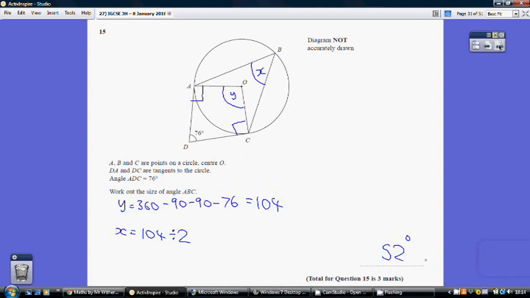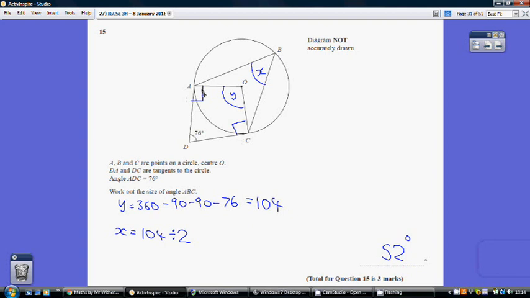Question 15. Now we're being asked to work out angle ABC, which I'm calling angle X. In order to find that out, firstly we're going to work out angle Y, this angle AOC. We can work this out because we know that the angles DAO and DCO are both 90 degrees. That's because the lines DA and DC are tangents to the circle, and one of the circle theorems tells us that the angle between a tangent and a radius is 90 degrees. So the angle between the tangent DA and the radius AO is 90 degrees, and also the angle between the tangent DC and the radius CO is 90 degrees.